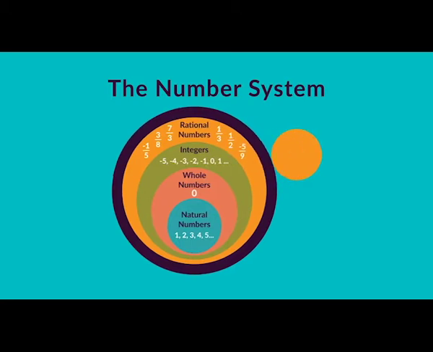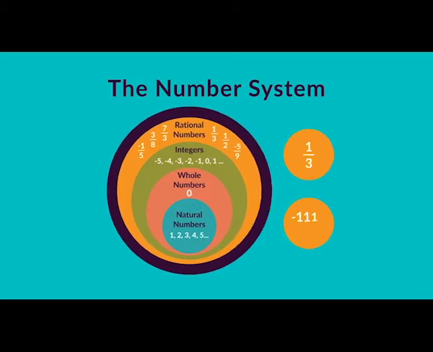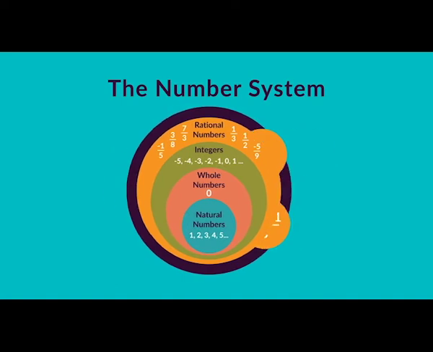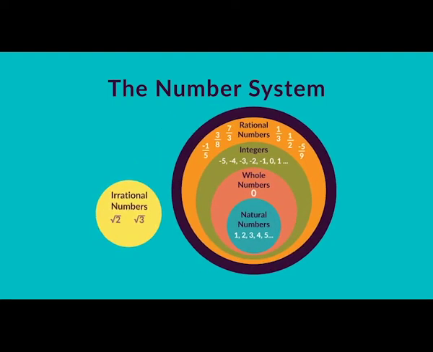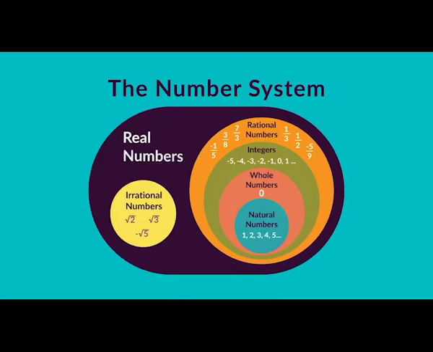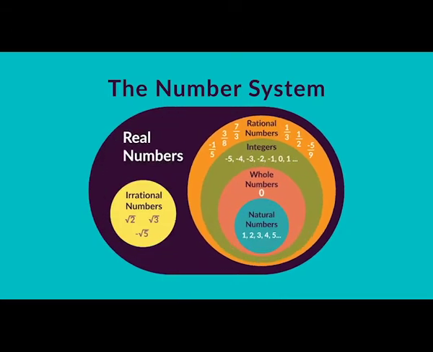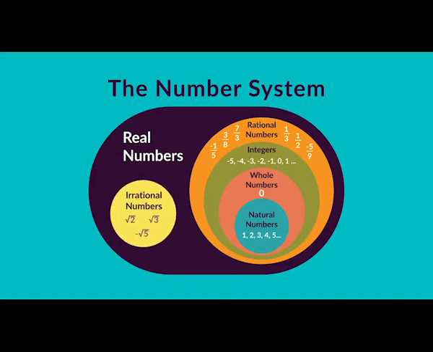For example, the fractions 1 over 3 and minus 1,111 over 8 would be rational numbers. All integers are rational numbers. The irrational numbers, on the other hand, do not include any of the number sets we've just discussed. It is a number that cannot be written as a ratio, and in decimal form it never ends or repeats. The real number system consists of all the numbers, both rational and irrational, which are real and not imaginary.